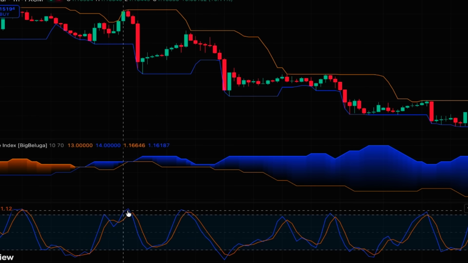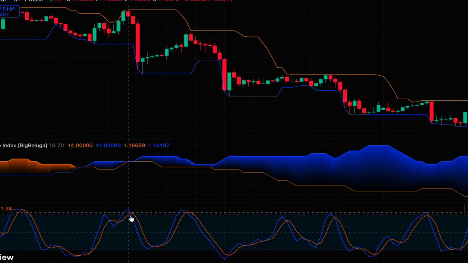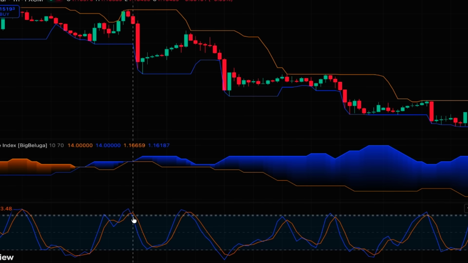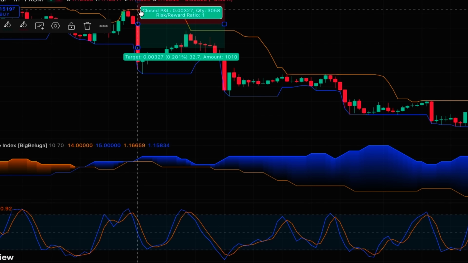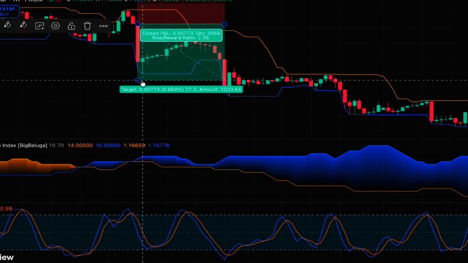In the next step, we wait for the K% line, the blue line, to go below the D% line, the orange line. When the K% line is closed below the D% line, the sell signal is confirmed, and in practice, we could enter a short position at this point with the stop loss above the orange line and profit target at 1.5 risk to reward ratio.